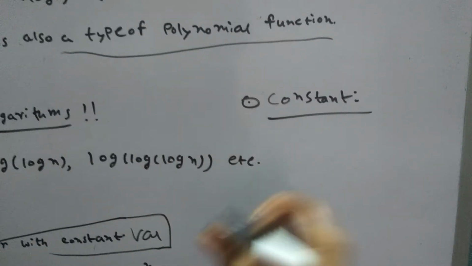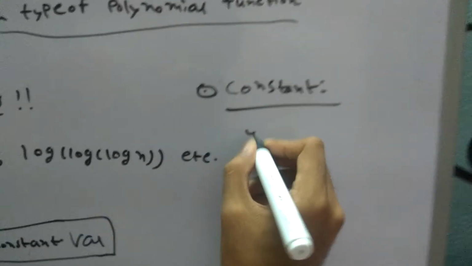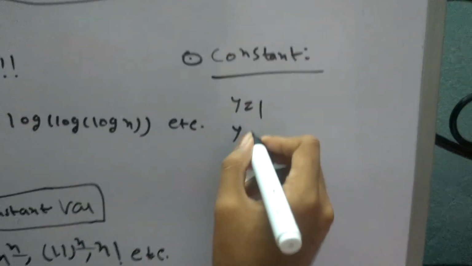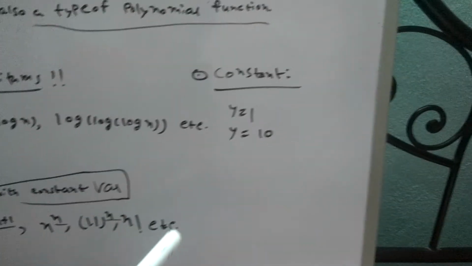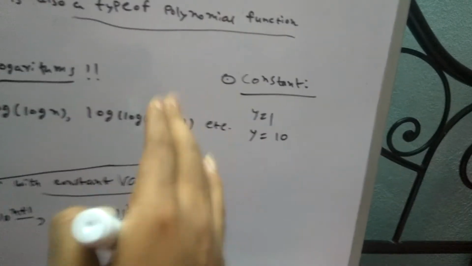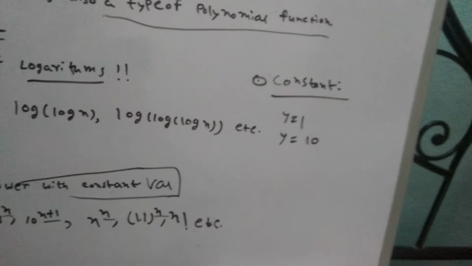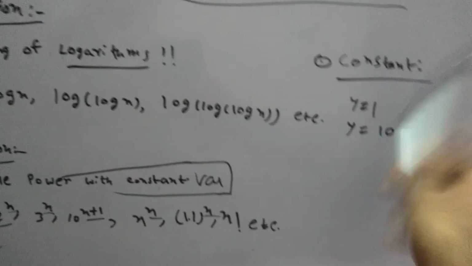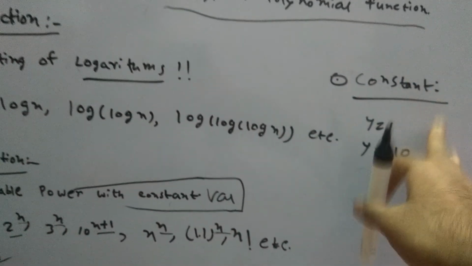The last type of function is the constant function. What does constant function mean? Functions like y is equal to 1, or let's suppose y is equal to 10. These sorts of functions are called constant functions. Here there aren't any variables on the right hand side, only a constant. So these are constant functions.